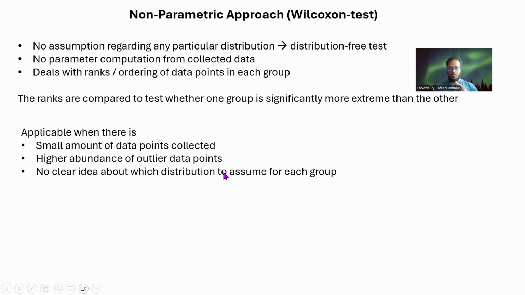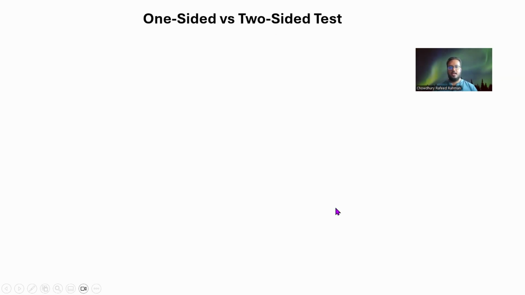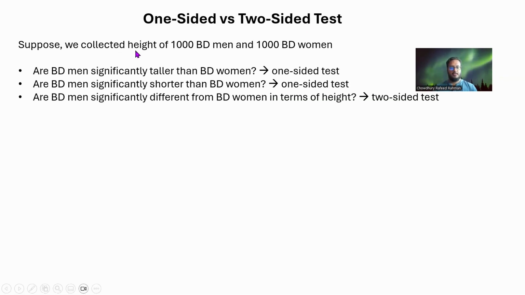So that is one way you can classify the statistical tests. Another way is you can classify each statistical test as either one-sided or two-sided. So let me explain what these two terms actually mean in terms of statistical testing. So suppose, again, we collected height of 1,000 BD men and 1,000 BD women. Now we can ask three types of questions here.